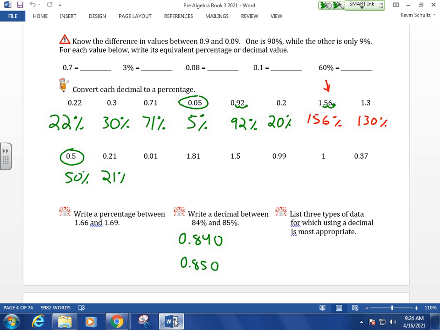0.21, 21%. 0.01, 1%. 181%. Since we're greater than a whole, we're greater than 100%. Same thing here. 1.5, 150%. 99% for the next one.